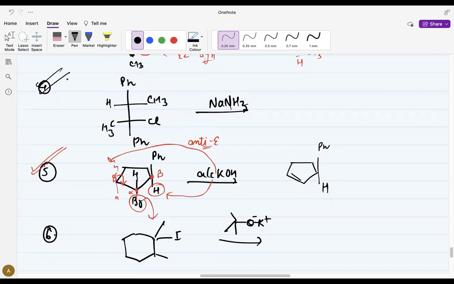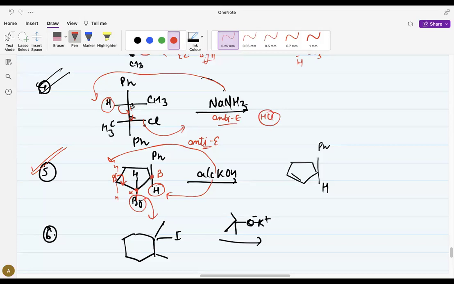Similarly, solve the fourth one also. Here this is alpha, this one is beta. This one is alpha, this one is beta. How many hydrogens on beta? Only this hydrogen is there. It will go from the back side and make the double bond here, anti-elimination. Chlorine minus, who? It will do anti-elimination, HCl gone, H and Cl gone, elimination done. Double bond made between these two.